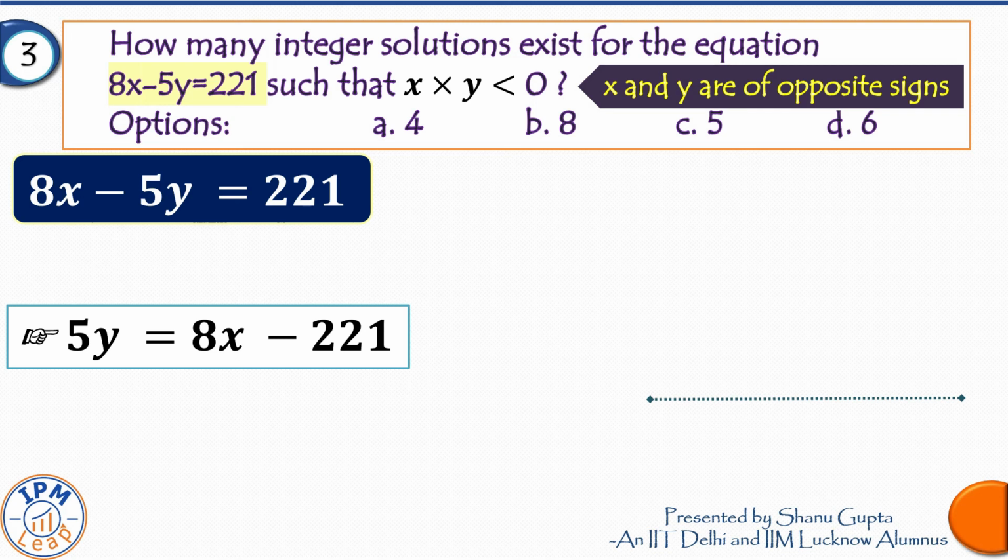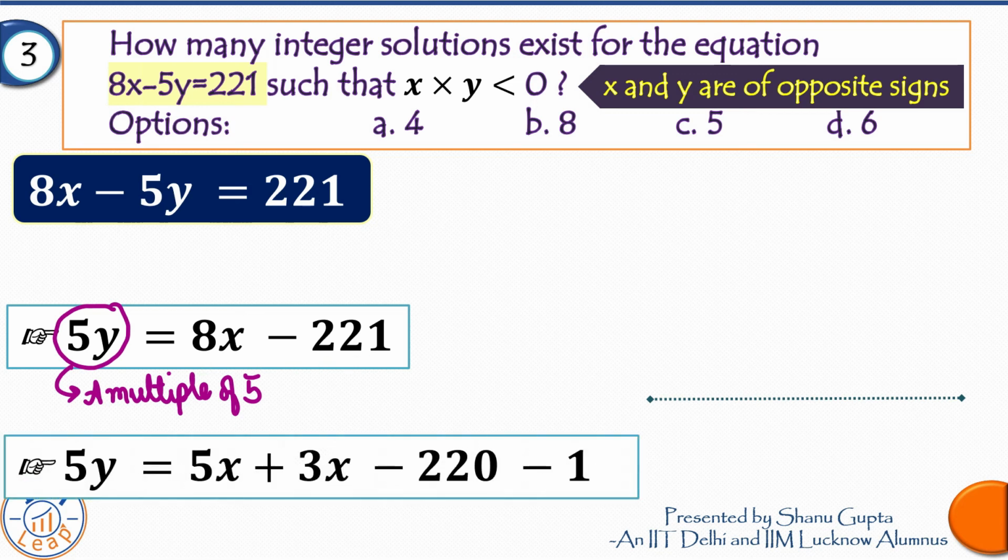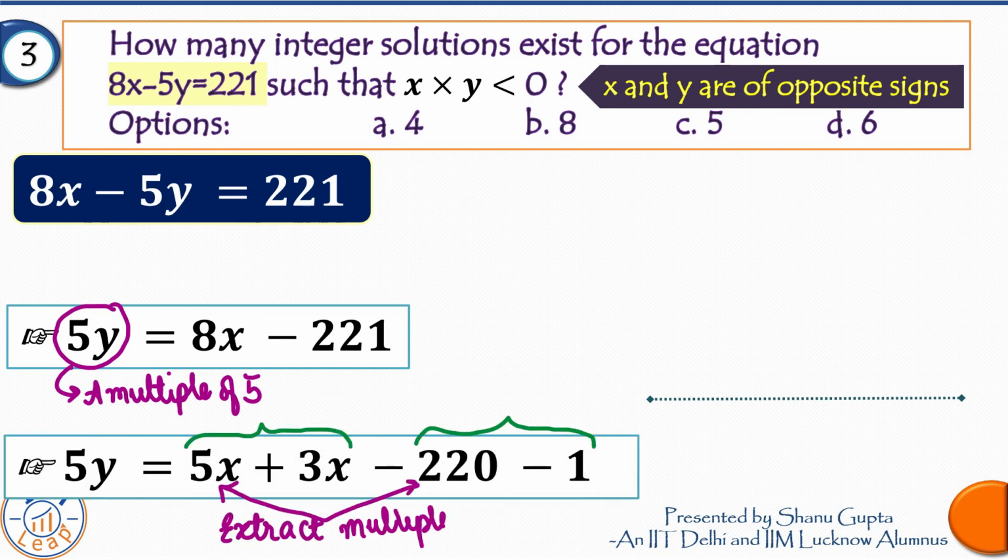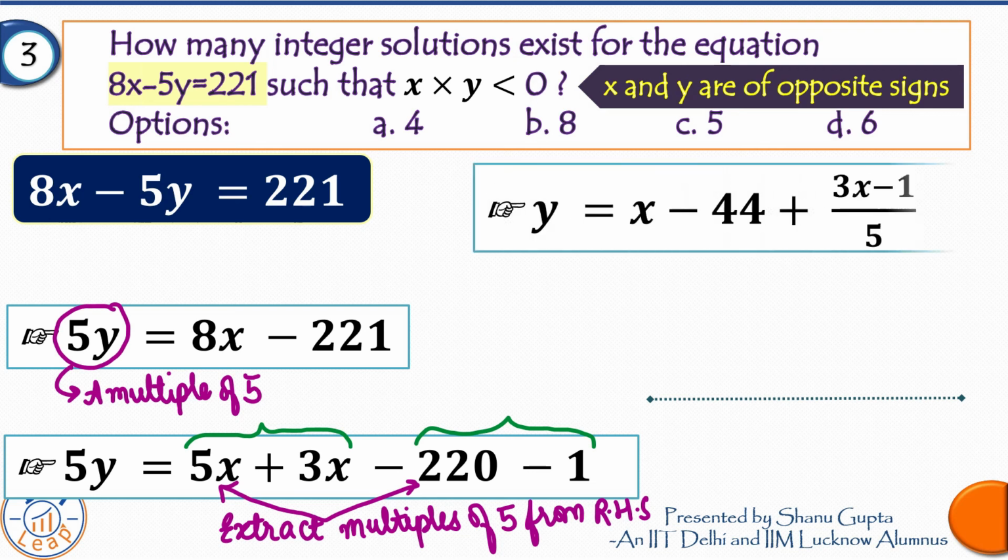Now the left hand side, which is 5y, has to be a multiple of 5. So let us extract the obvious multiples of 5 from the right hand side as well. 8x can be written as 5x plus 3x, and minus 221 can be written as minus 220, which is a multiple of 5, and minus 1. Now when we divide both parts of this equation by 5, we get y is equal to x minus 44 plus (3x minus 1) whole upon 5. This is the required format.